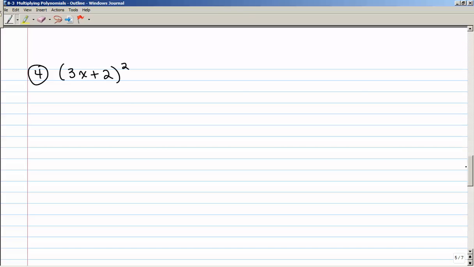And let's do this example here. So this is a little more tricky. So I have the quantity 3x plus 2, the whole thing squared. Now the temptation is just to say, kind of distribute this exponent of 2 and say it's going to be 3x squared and 2 squared, but that's not really what's going on. You really need to write this out as two binomials. It's 3x plus 2 times another 3x plus 2. Don't just distribute the exponent. Write it out as two binomials.